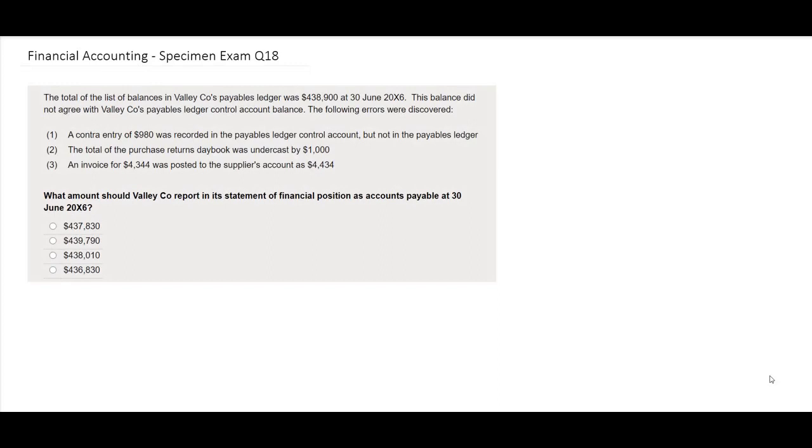In this question, you are being asked to find the amount that Valley should report in its statement of financial position as accounts payable at the 30th of June 20X6. The information provided relates to the payables ledger and adjustments to the payables ledger and the purchase ledger control account. And so we are looking at a purchase ledger control account reconciliation in order to find out our accounts payable balance.